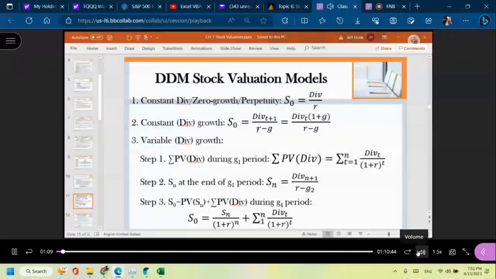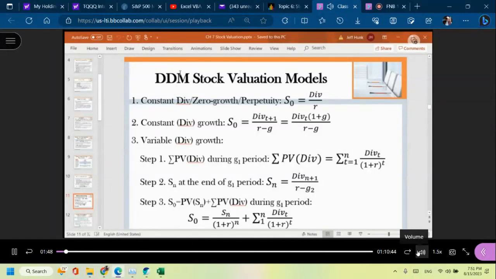There are 4 stock valuation models, namely, I mean, other textbooks may not classify this as 4, but I put them into 4 categories, right? The 4th one is not shown on this slide, but namely, these methods are called DDM. And what does DDM stand for? It stands for dividend discount model.